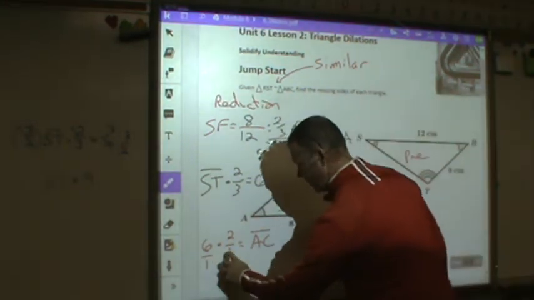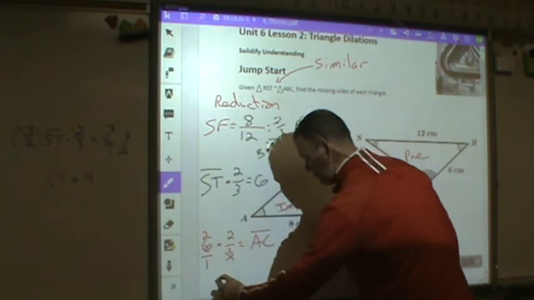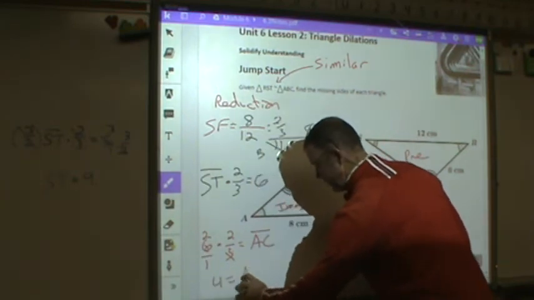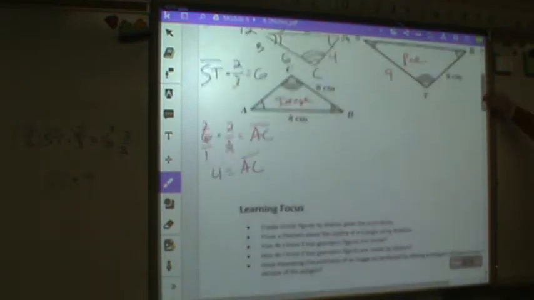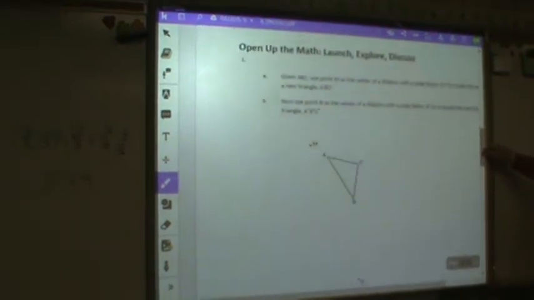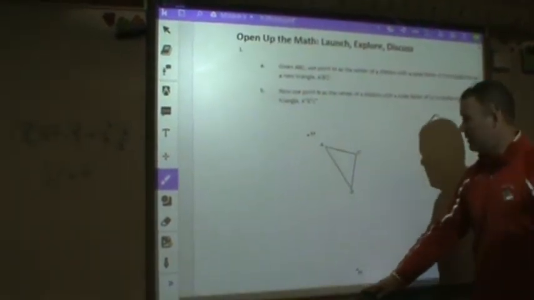Now, multiply. 3 goes into 6 twice. 2 times 2 is 4. So 4 is equivalent to segment AC. That's just a rundown of how we redo that. Now, the next segment, again, I told you this is going to be a little lengthy here.